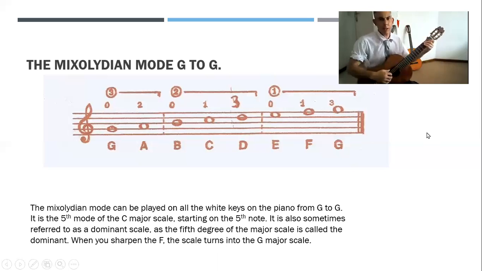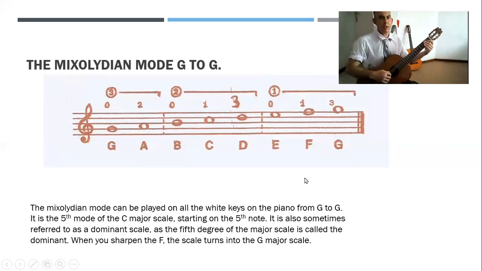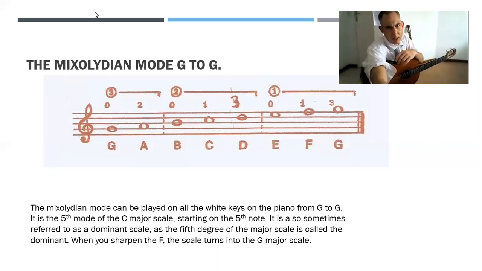Playing the Mixolydian mode. Now I'm going to raise the F to F sharp to make a major scale. The formula of the major scale is tone, tone, semitone, tone, tone, tone, semitone.